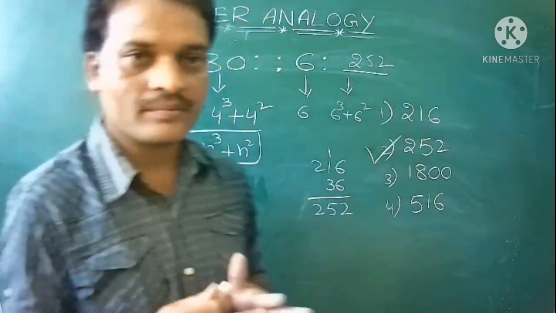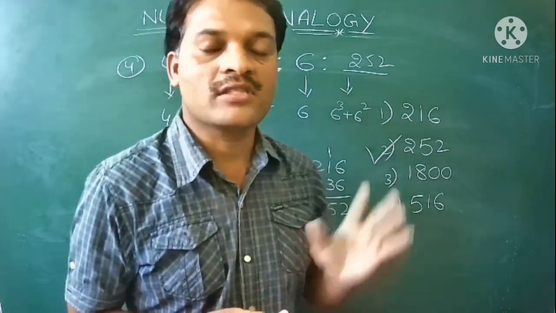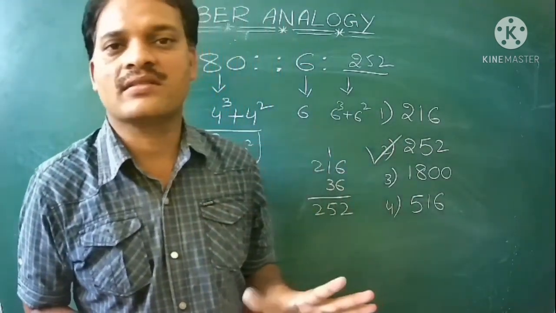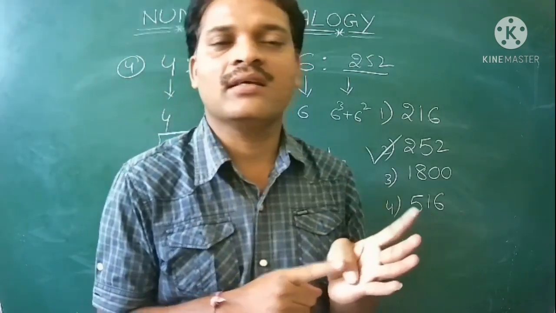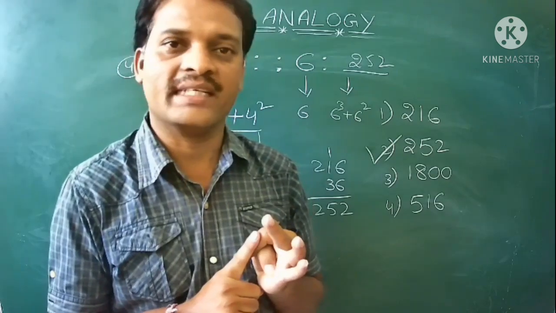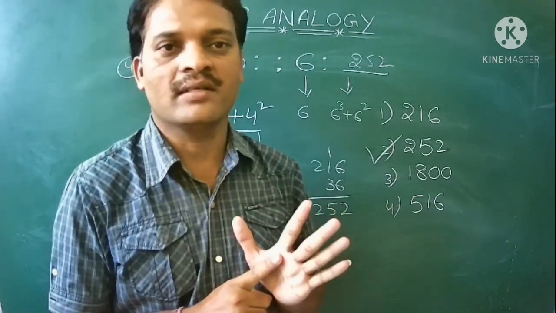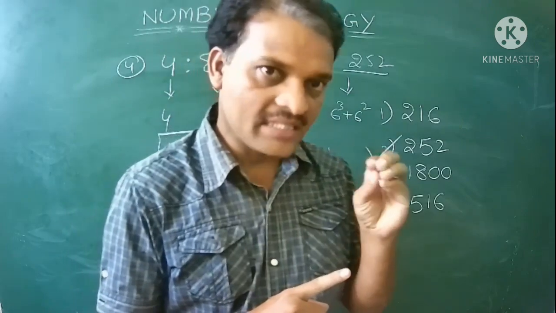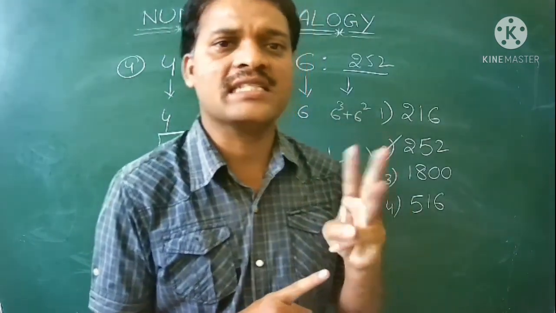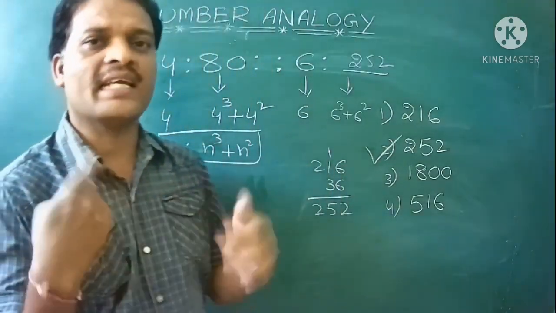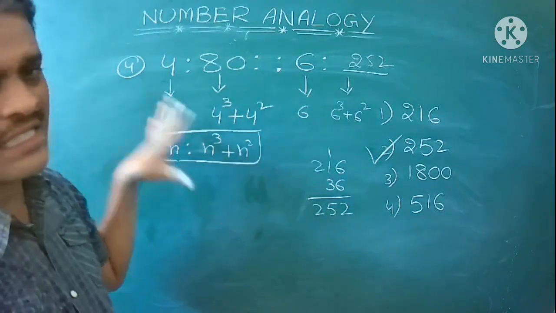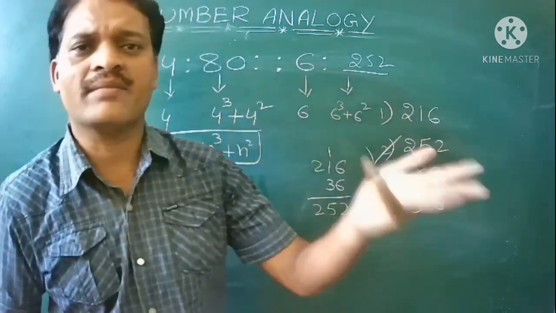See friends, once again I am telling you, when you are doing mental ability problems, you must prepare 1 to 50 squares thoroughly, 1 to 30 cubes thoroughly, 1 to 20 must. And next, prime numbers, 1 to 100 prime numbers also. So keep these 3 things in your mind. Randomly, daily, one time you have to prepare. So definitely you will get it. Once you observe any sum, either cubes, squares, or primes relation, that relation.